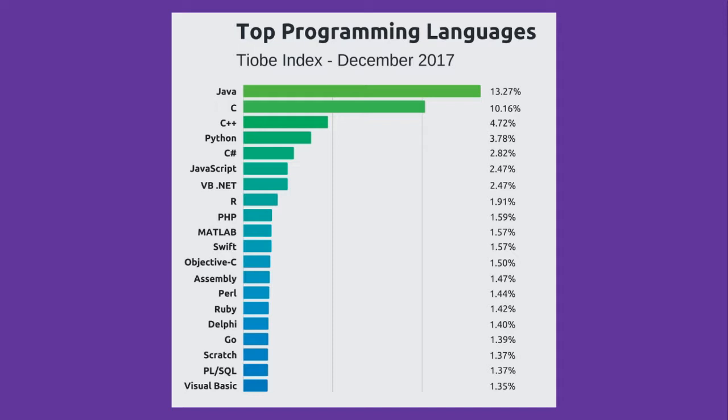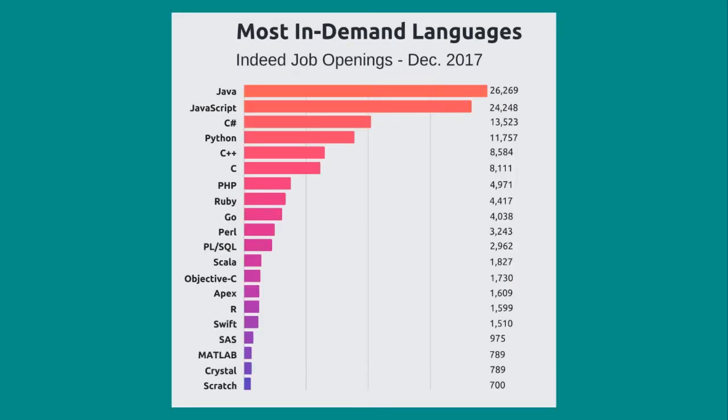So this is the actual ranking by percentage used. Java is at the top, but you see that Python is number 4. So knowing Python is very valuable in terms of the amount of people that use it. For 2017, the job openings, Java was up there, but again, you still see Python in the top 4, which is very impressive. That's 11,000 jobs. So if you know Python, you can actually do some pretty strong programming jobs.